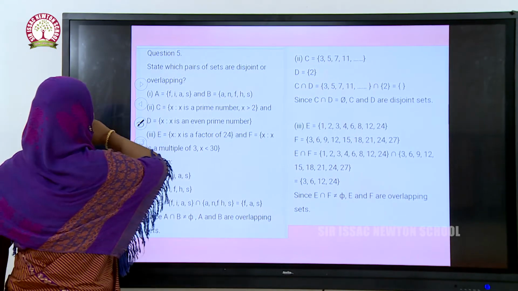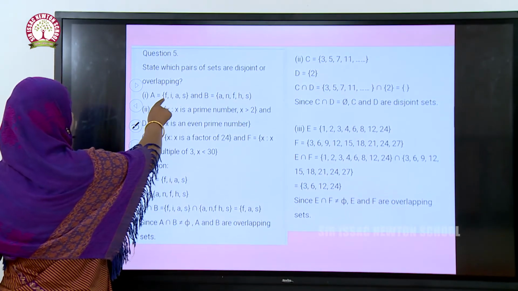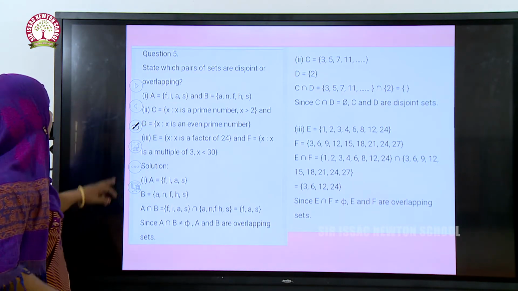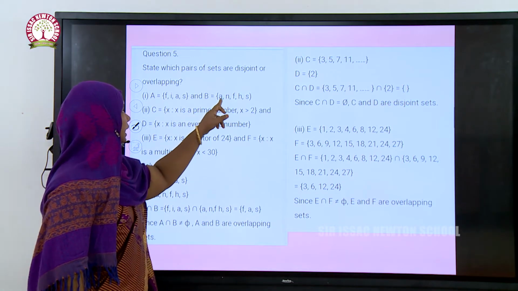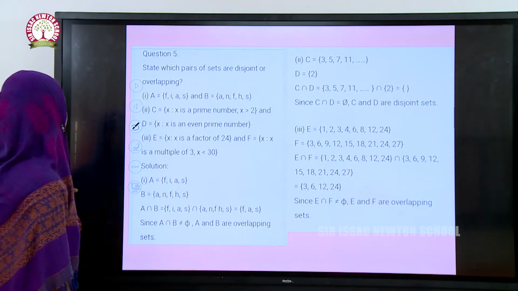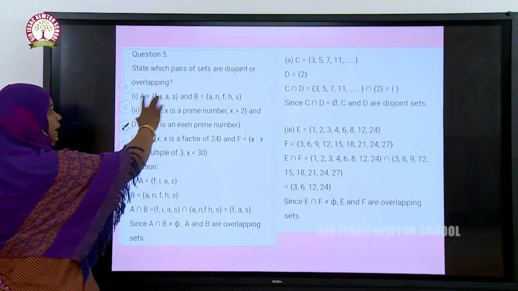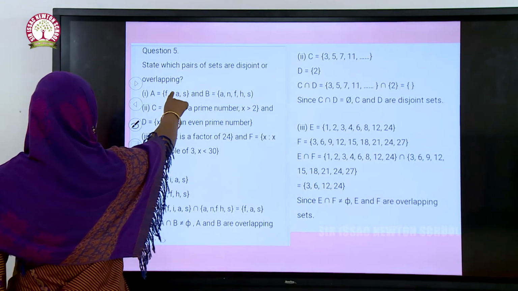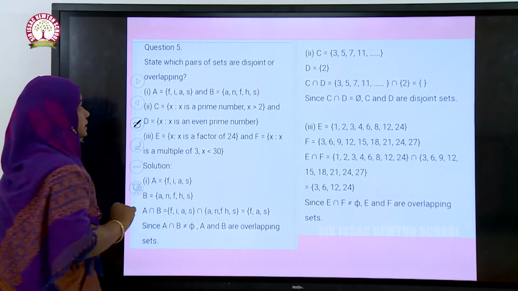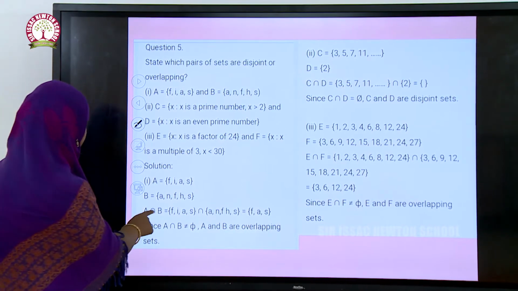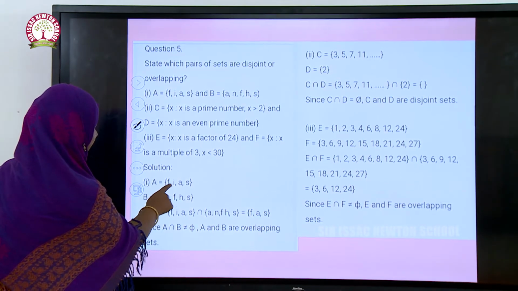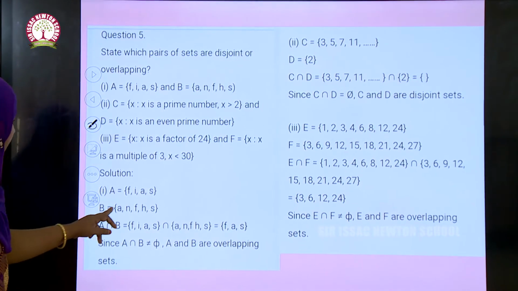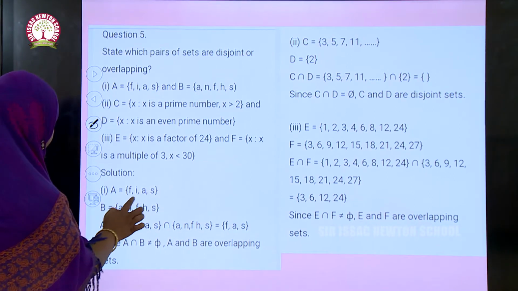The first sum: A is equal to the set which has 4 elements F, I, A and S. The set B has 5 elements A, N, F, H and S. Now we have to check whether the sets A and B are disjoint. Look at the set elements and say whether there is any intersection in these two sets. A is equal to F, I, A and S, B is equal to A, N, F, H and S. So what are the common elements in it?